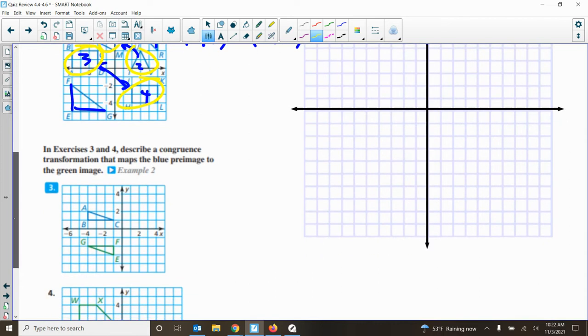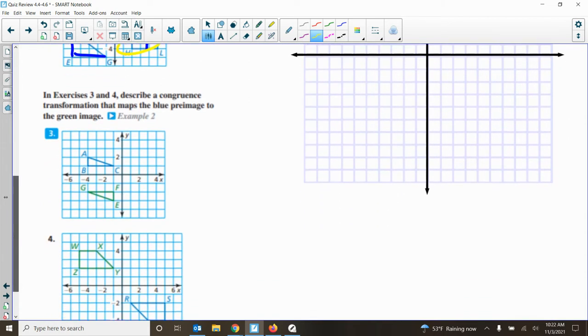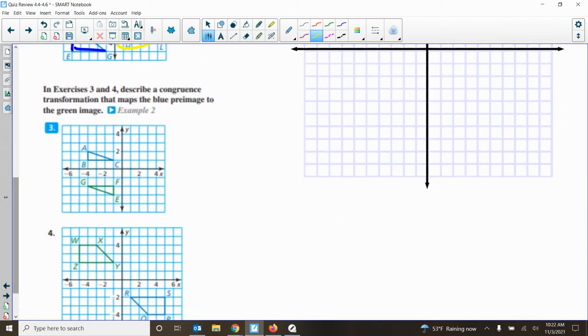Now, here's where we're going to have to do more specific explanations. I'm going to want to see step 1, step 2, step 3, etc. And so in exercises 3 and 4, describe a congruence transformation that goes from blue to green. Notice we're going to take the blue and move it on top of the green. That's the goal. Don't take the green and move it to the blue. If you did, I would give you most of the points, but not all of the points, because it does say go from blue to green.